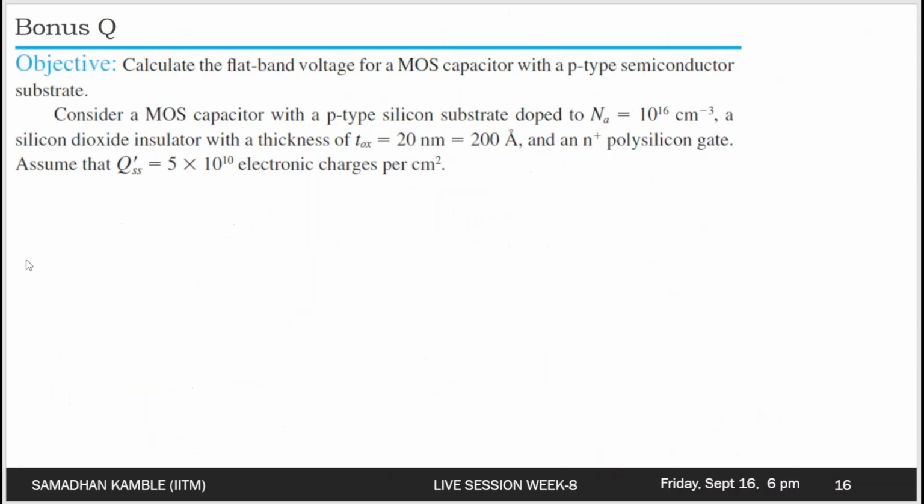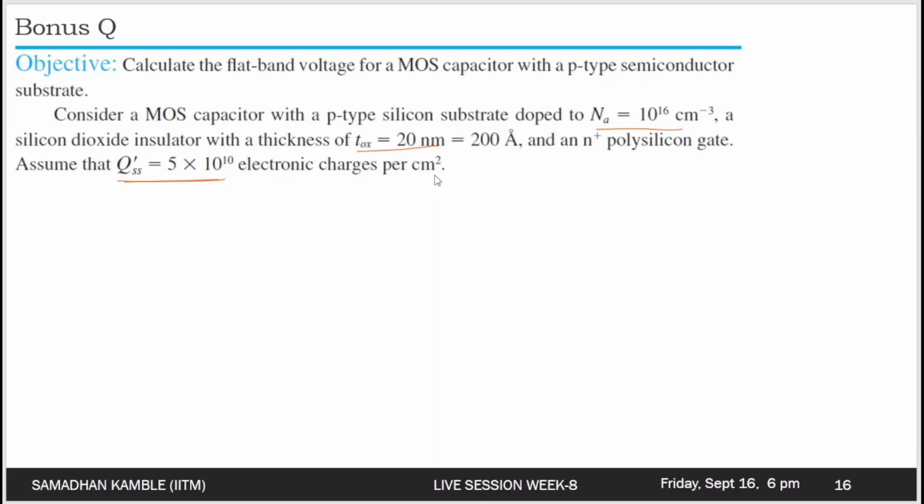Very simple question actually. The question is: calculate the flat band voltage for a MOS capacitor with a p-type semiconductor substrate. The data given is: consider a MOS capacitor with a p-type silicon substrate doped with Na given as 10 to the power 16 per centimeter cube, a silicon dioxide insulator of thickness 20 nanometer, that is 200 angstrom, and an N plus polysilicon gate they have used, and the Q prime SS value is also mentioned here, charges per centimeter square.